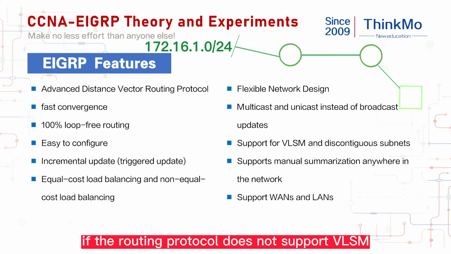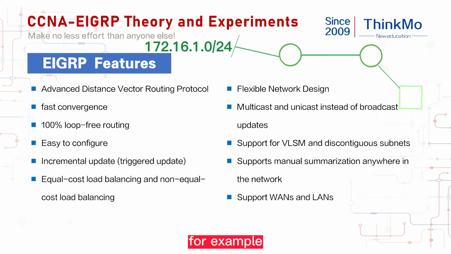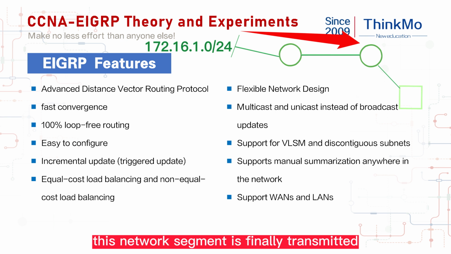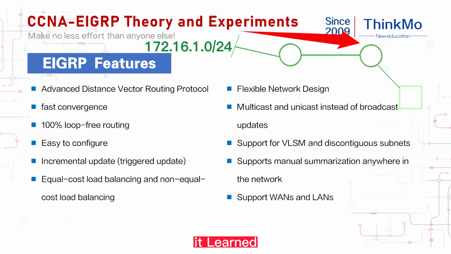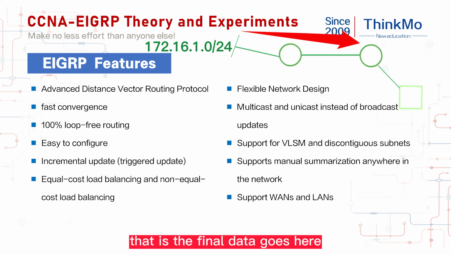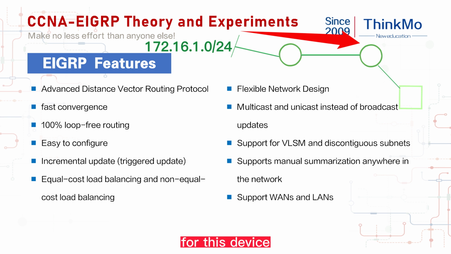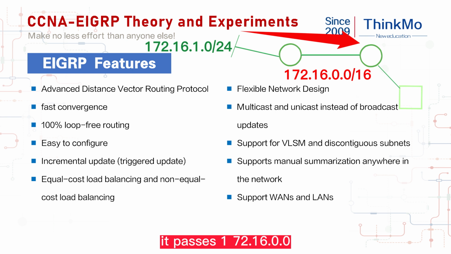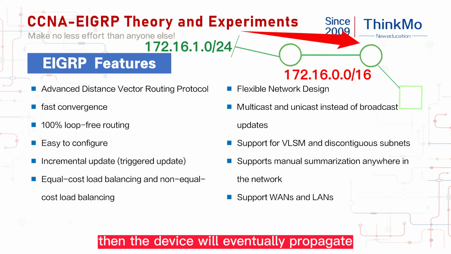If the routing protocol does not support VLSM, for example, this network segment is finally transmitted to this device. It learned, but not supported. Don't care what the data is. In the end, it will only learn and spread according to the main class. That is, the final data goes here. For this device, it passes 172.16.0.0, 16-bit mask, because the main class of this address is a Class B address. Then the device will eventually propagate and learn according to the Class B address.